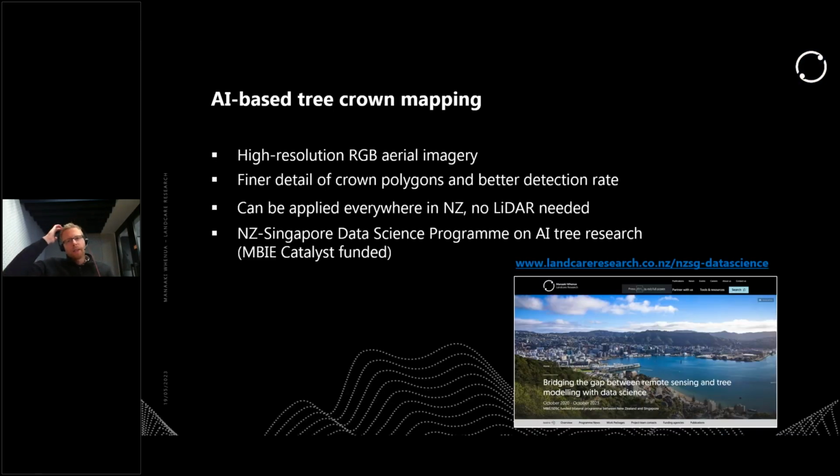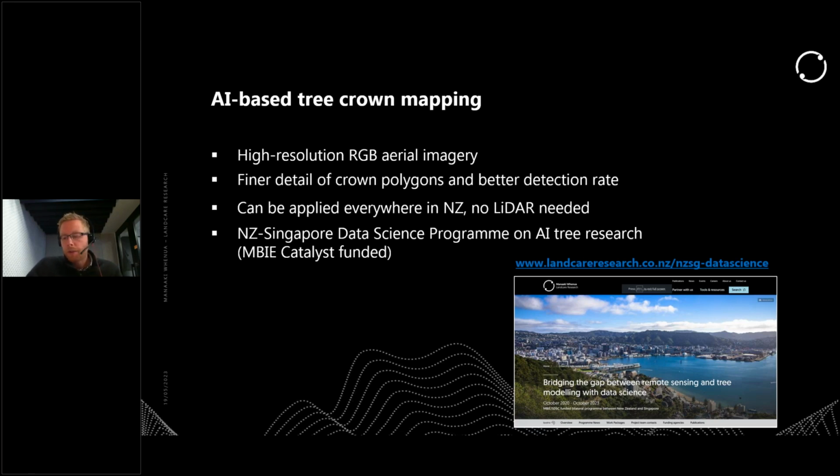Now, over the last few years, there were quite a lot of developments in the space of AI and deep learning, and you've probably heard lots about it. So the underlying premise for us is that we can hopefully use these techniques on pure RGB true color aerial imagery, which is widely available in New Zealand. So there's no LiDAR required. And hopefully we can also get out of this technique finer details of crown polygons and a better detection rate.